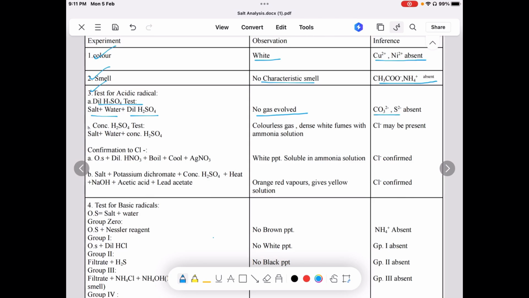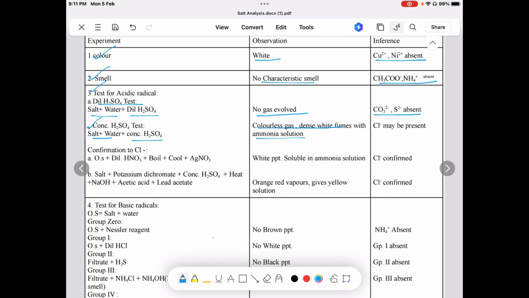So carbonate, sulfide, nitrite radicals are absent here. Then the next step is the concentrated sulfuric acid test. To the water extract, we add a few drops of concentrated sulfuric acid. Colorless gas with dense white fumes with ammonia solution, which shows the formation of ammonium chloride.